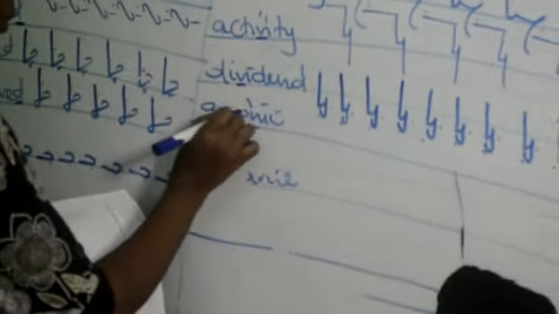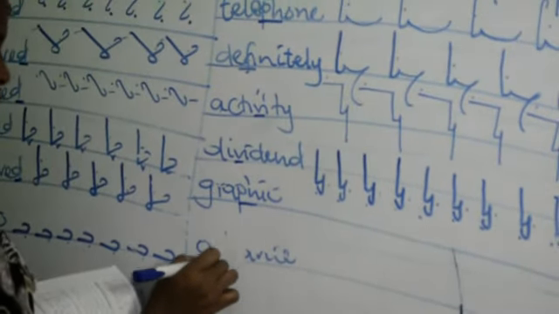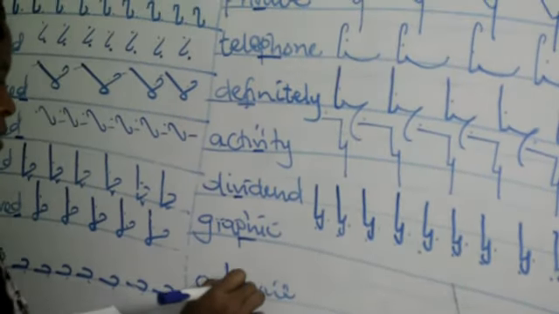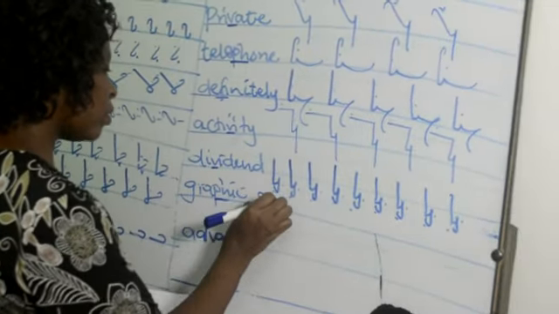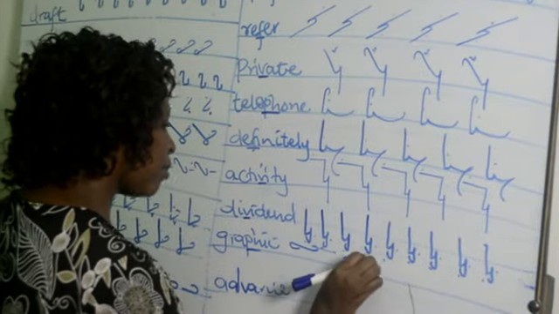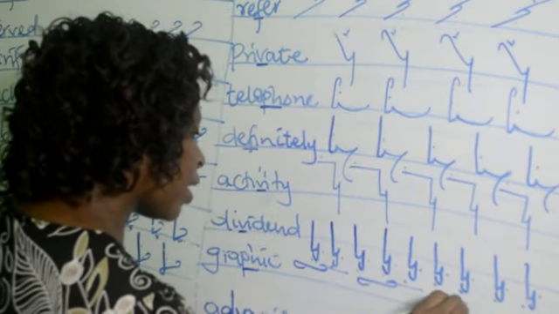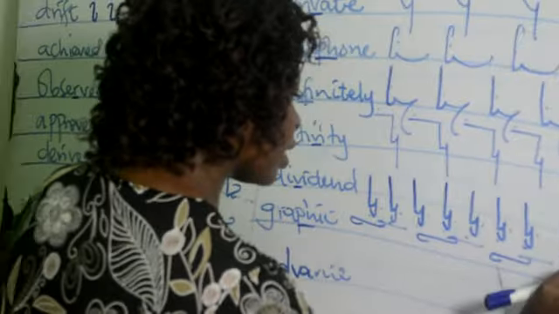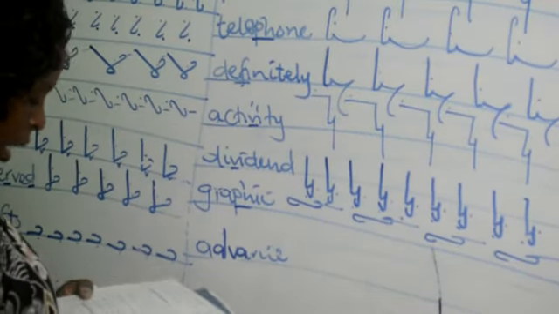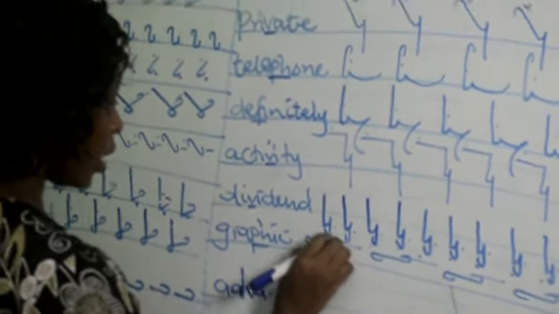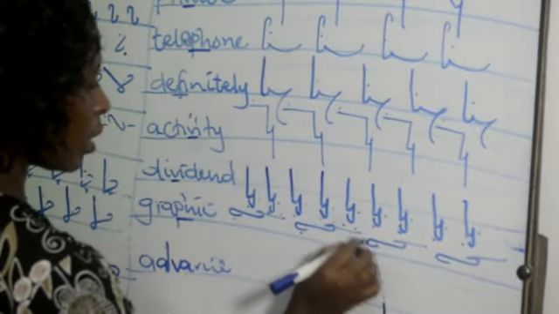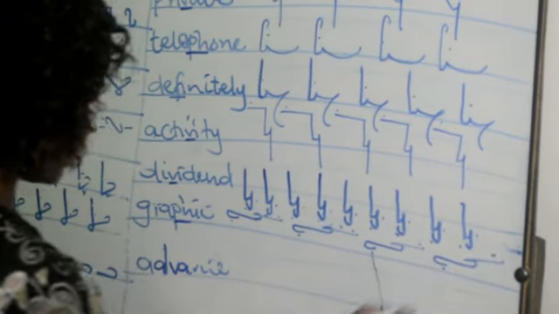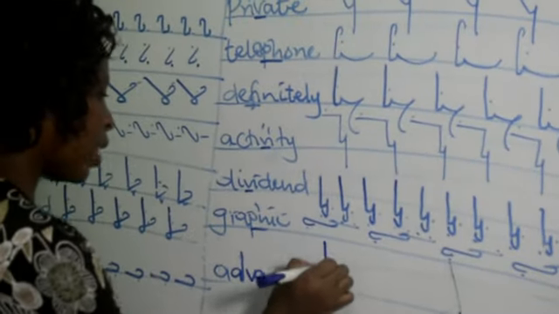Then we have the word graphic. The word graphic. Stroke of G, ukti for R. Graphic, graphic. We are reading it above the line because of short A, and a short E at the end. Then we have the word advance.